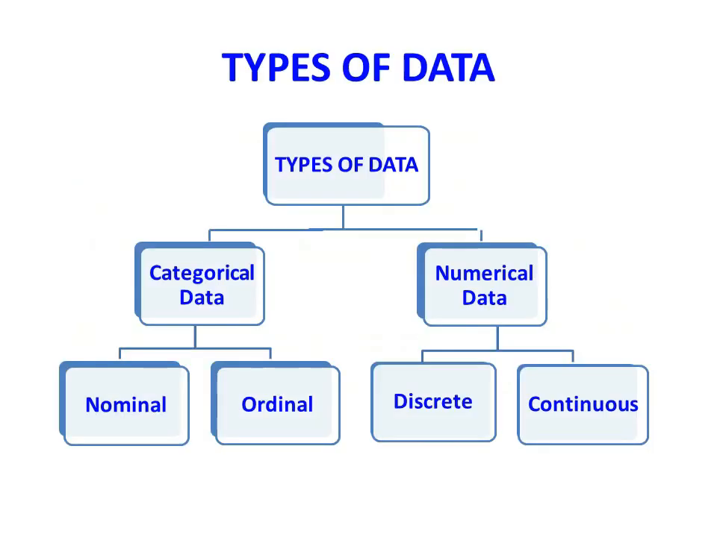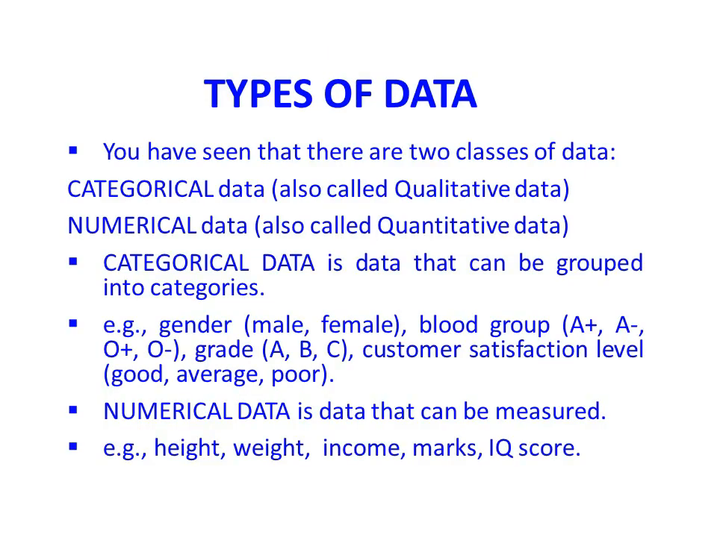In the diagram, you can see that data can be classified into two major classes, categorical data and numerical data. Categorical data, which is also called qualitative data, is of two types, nominal data and ordinal data. Similarly, numerical data, also called quantitative data, is of two types, discrete data and continuous data. You have seen that there are two classes of data, categorical data, also called qualitative data, and numerical data, also called quantitative data. So, what is categorical data?